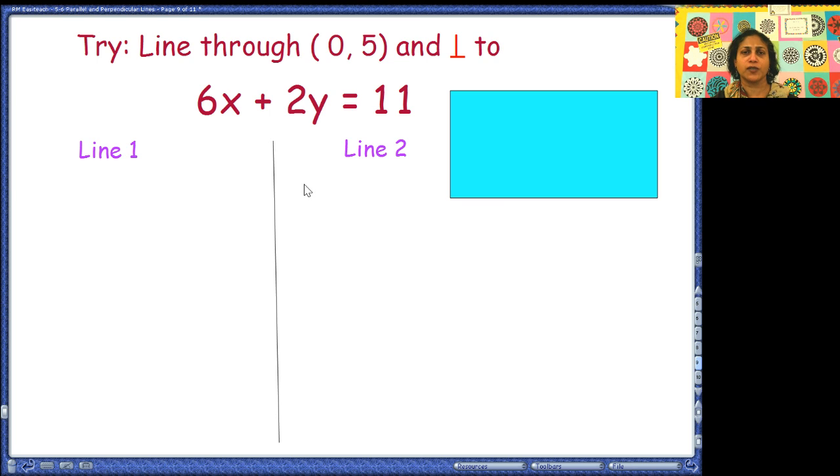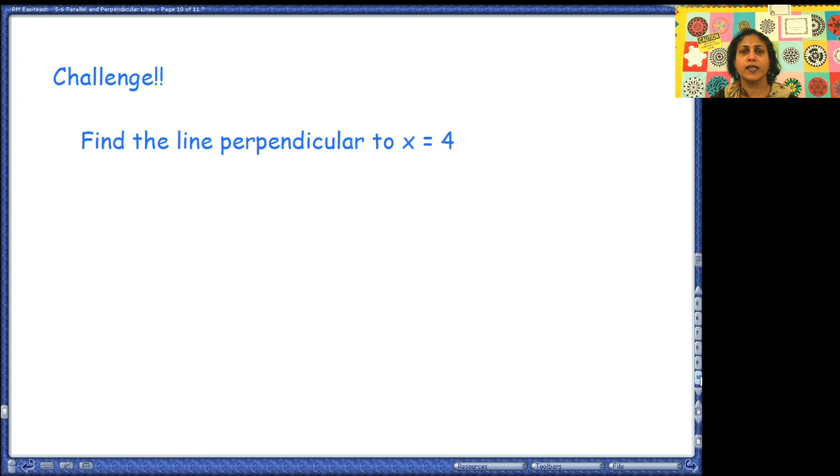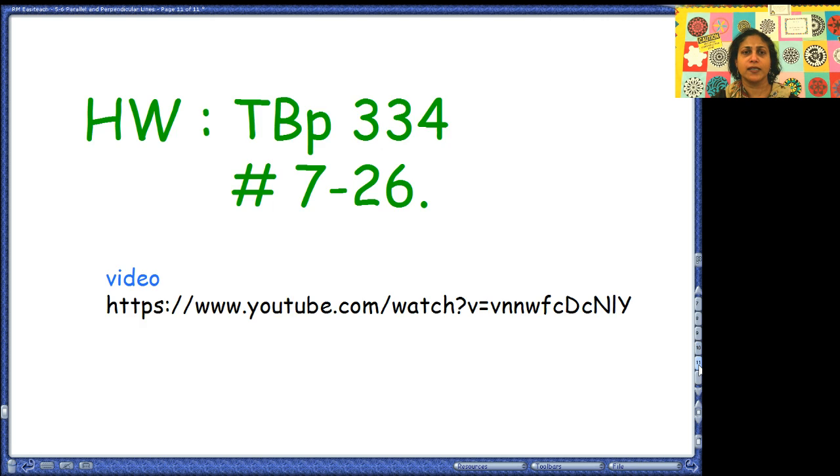I am not showing the work, but the answer is y equals 1/3 x plus 5. And see if you can do this challenge question. What is the line perpendicular to x is equal to 4? You can show this to me in class.